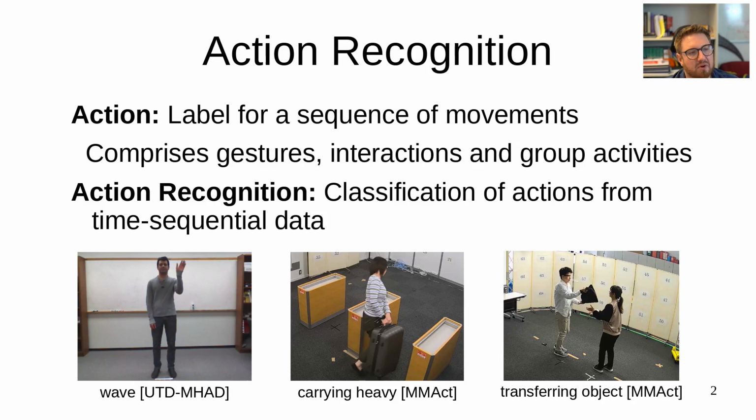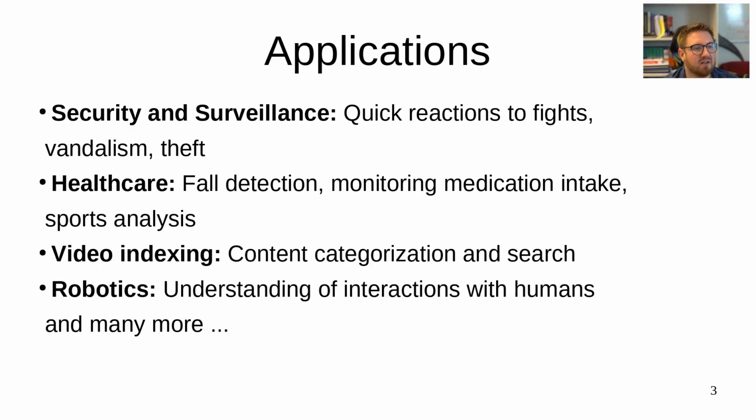We tackle the problem of action recognition, and the action in our case is a label for a sequence of movements. In contrast to some other work, this also comprises gestures, interactions and group activities. Action recognition then is the classification of actions from time sequential data. Here we give examples like a waving action from the UTD-MHAD dataset and a carrying heavy as well as a transferring object action from the MMACT dataset.